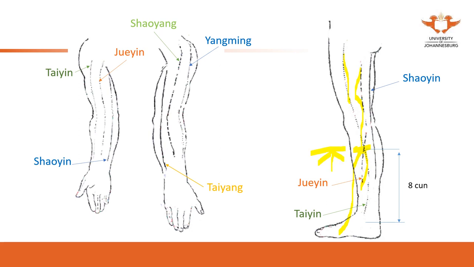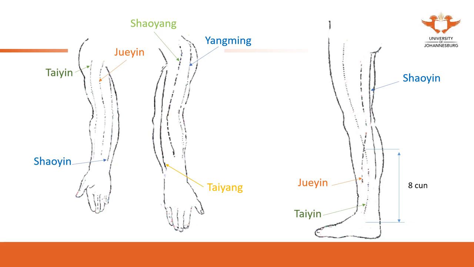So that's the general distribution on the hands and in the legs. The yin meridian travels on the medial side. The yang meridian travels on the lateral side. The yin meridian of the leg also travels on the medial side. The yang meridian travels on the other side.